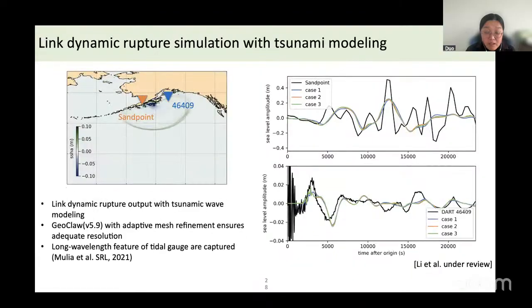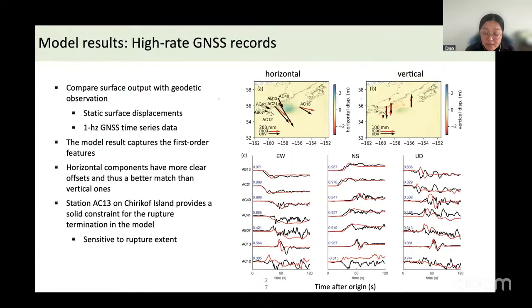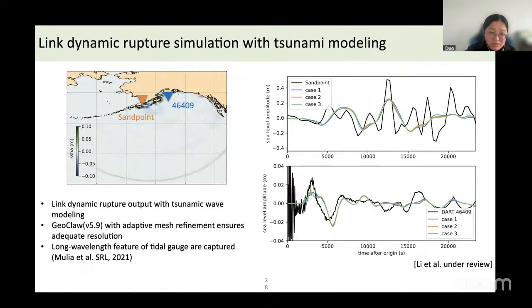As this earthquake had a minor tsunami warning in this area, we output the surface deformation from our simulation and put it into a tsunami simulation for this area. We use this GeoClaw, which reads the time-dependent vertical surface deformation from the earthquake simulation, and then simulates the tsunami wave from time zero.